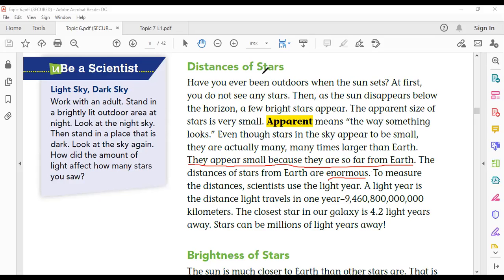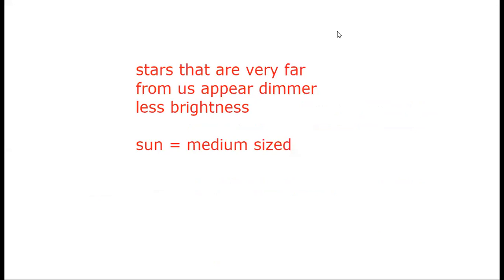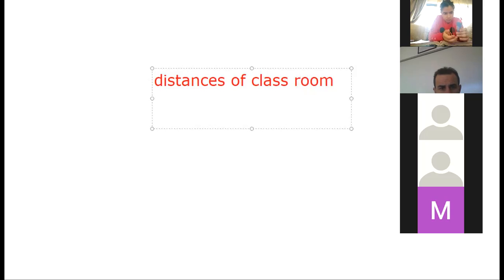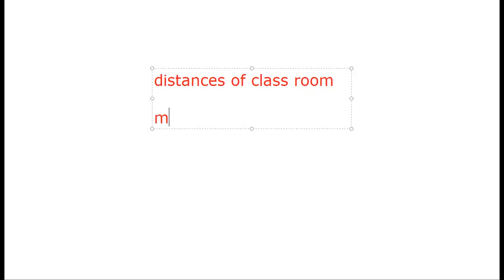Now, scientists use, for example, if I want to talk about the distances of the classroom, who can tell me what I will use? What are the units that we use to talk about distance? Kilometers. For the room it is very small. Meters. Yes, thank you. For a room we use meters, or for larger distances we use kilometers.